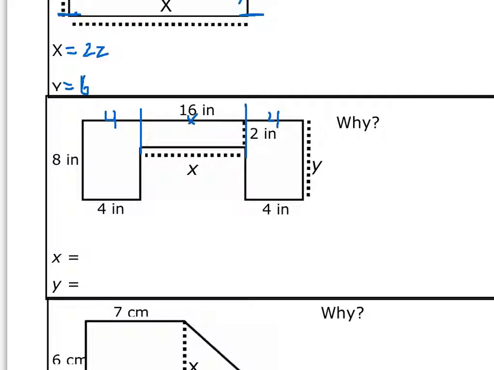So 4 plus x was equal to the entire length, which was 16. So 8 plus x is 16. Mathematically, if we solve that, that's the 16 minus the 8, which tells us that the x is 8. That was actually the more difficult one. Good work, Juan. So what about the y?